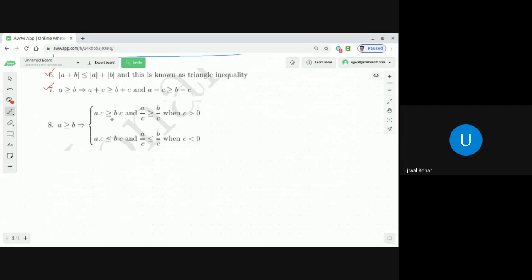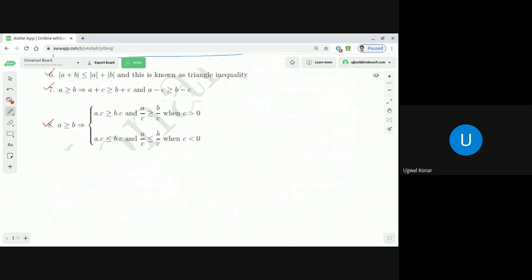And a into c is less than equal to b into c, and a by c is less than equal to b by c when c is less than 0. Correct, no? So that means what? The same thing: if you multiply by c greater than 0, a positive quantity, the sign of inequality remains same. Or if you divide by a positive quantity, the sign of inequality remains same.